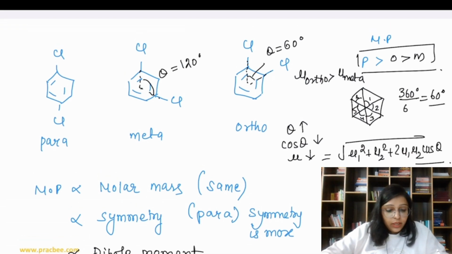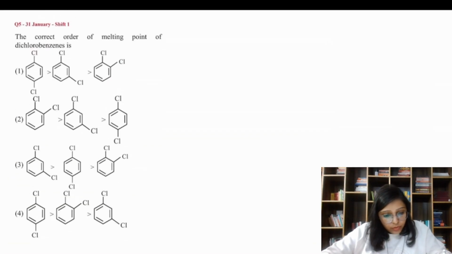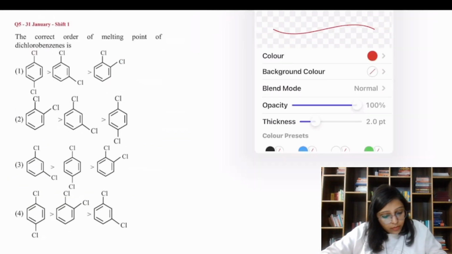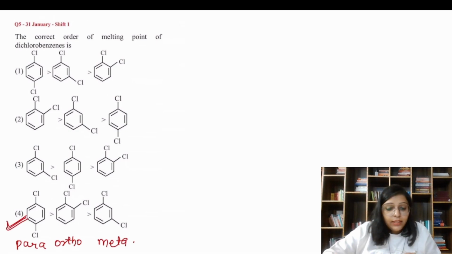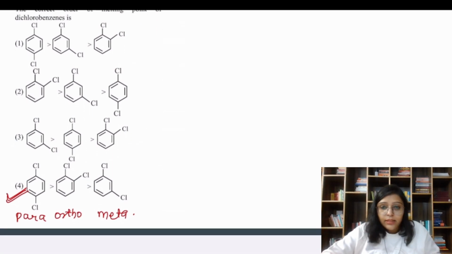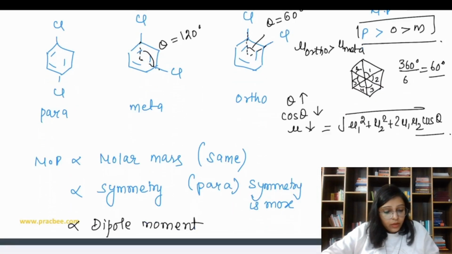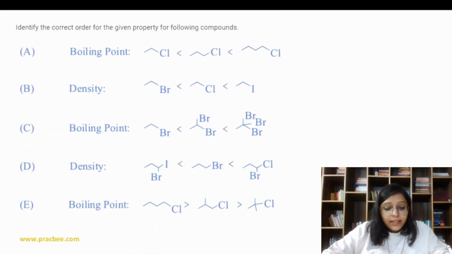Now we have to check the correct option. So para, ortho and meta. Understood? So fourth is going to be the correct answer. Right? Fourth option is going to be the correct answer. That's it. Clear? Now let's check this thing.